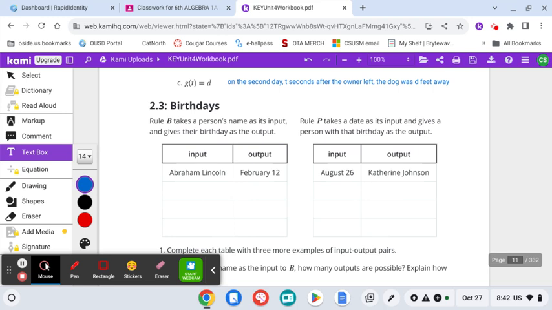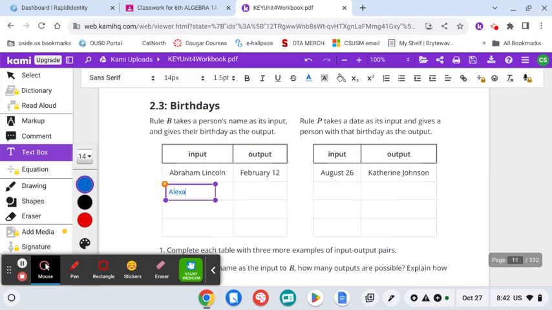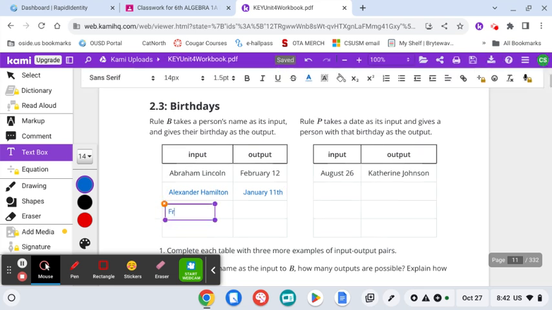So let's go fill this in with some famous people's birthdays. I'm going to give you some examples, but you're totally welcome to go look some up on your own and complete your own table if you want to. But did you know that Alexander Hamilton's birthday is January 11th? Is this your birthday? Tell me if any of these famous people's birthdays is your birthday.